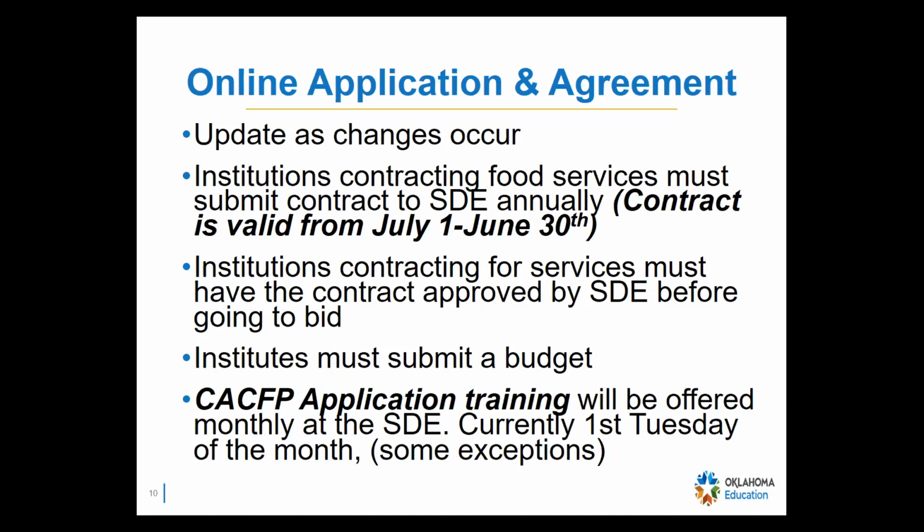And then if any institution is going out for bid for any services, you must have a contract approved by our office first before you can go out to bid. We really don't have many or any that do this, but just an FYI, if you do want a contract for any services, you do have to have a contract approved by our office before you can go out to bid. And the institution must submit a budget. This is in your application, but we are wanting to get more into depth about this. USDA is pretty particular about finances, and they're pretty particular about accountability. So these are goals that we are working towards.